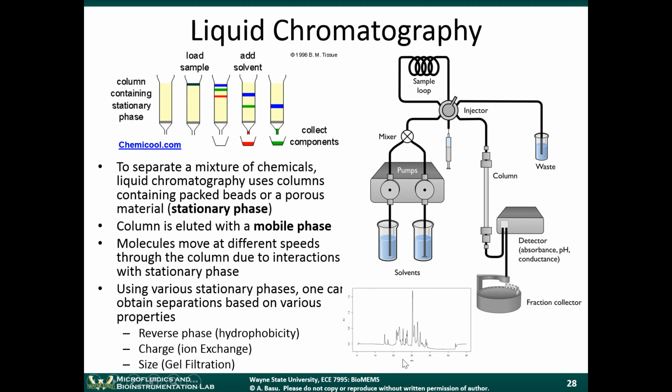Time on the x-axis, and then the molecular concentration on the y-axis. You'll get a series of peaks like this. Okay, and each one of those peaks represents a different component, one of these components that came out of the sample. Any questions on this, how chromatography works?